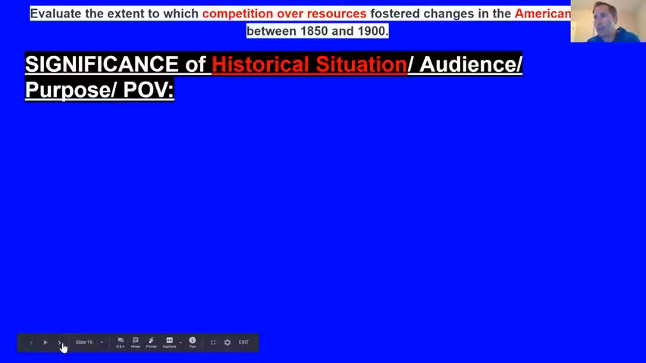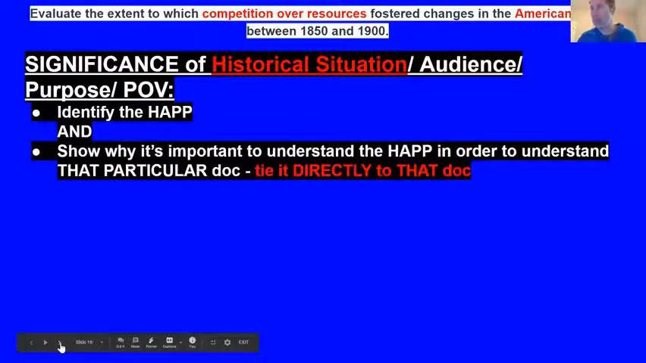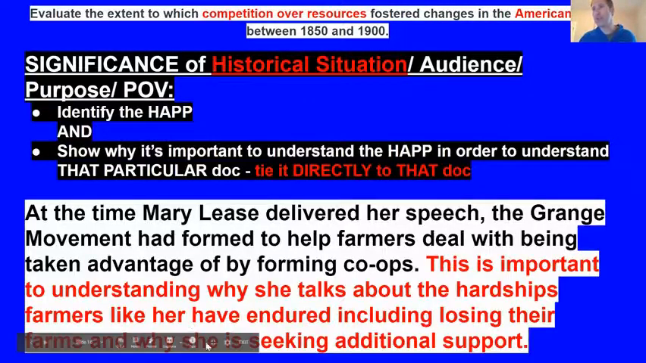And then just remember the steps for doing a HAP. It's really 3 steps, and that's how you're going to get your points. I saw a lot of people doing this, but I want to refresh everyone's memory. You have to identify the HAP. So if it's historical situation, I identify the historical situation, and include a specific citation if I'm doing that. I'm then going to explain why it's important to the understanding of the document, which we can see here on this slide in red. I don't just say, here's what was happening at the time. I say, here's what was happening at the time that Mary Lease delivered her speech, and here's why it helps us understand the document. And when I explain the importance, I want to make direct reference to the document.